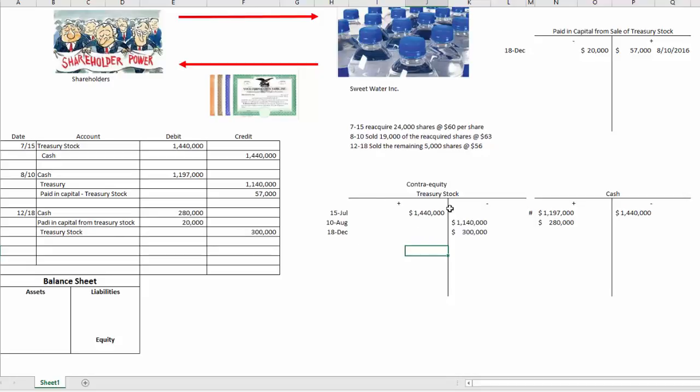And the last thing I'll mention is that, look, we bought 24,000 shares right here, sold back 19, sold back 5, and so there are no more shares in treasury stock. We can just verify that the accounting is accurate because we put in 1.44 million, we pulled out 1.44, so the value is 0, and that's logical. There are no treasury shares left. Okay, so that should bring us to the end of the problem.